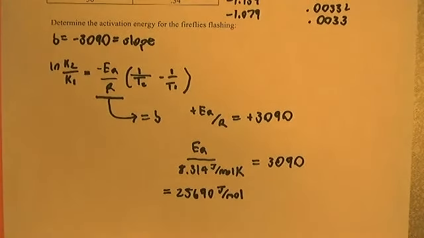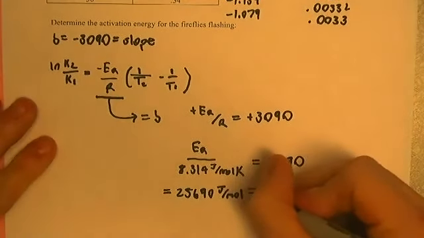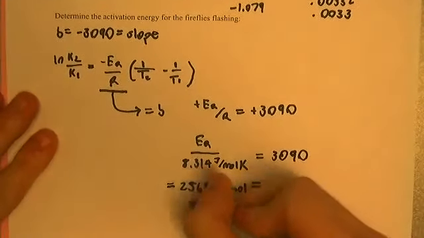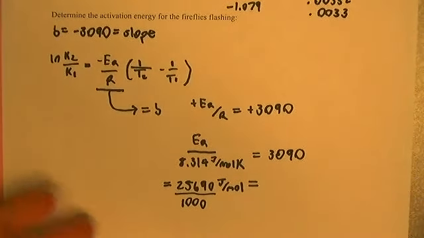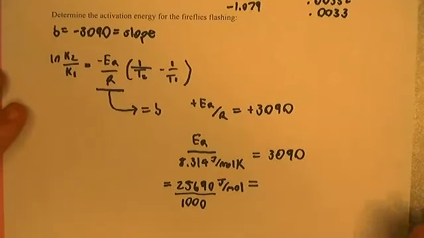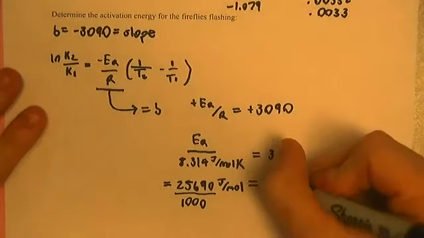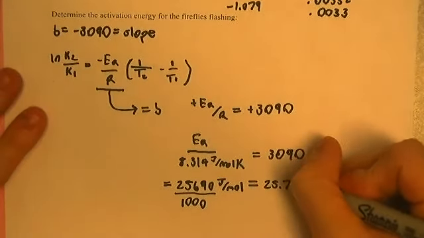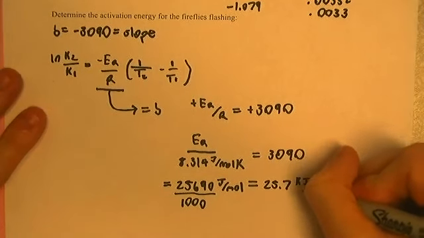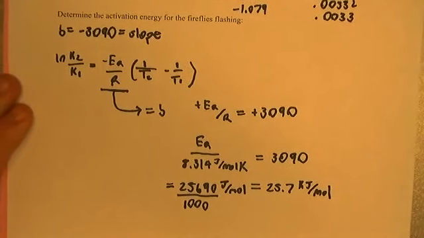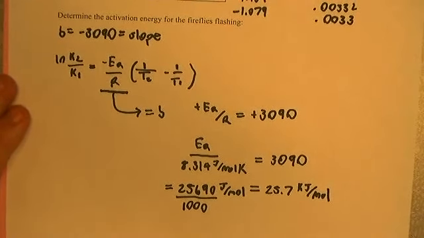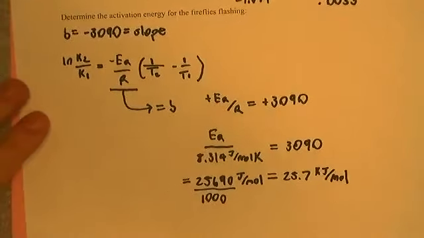If you got that answer, you are correct, but we want then a more applicable number. I would convert this to kilojoules per mole. So we would just divide this by 1,000 to get to kilojoules. Again, you're not incorrect by doing 25,690. We just want it in a smaller number so it's easier to work with. 25.7 kilojoules per mole would be the more correct answer. So that's how you solve for activation energy using slope and linear regression t-test analysis.